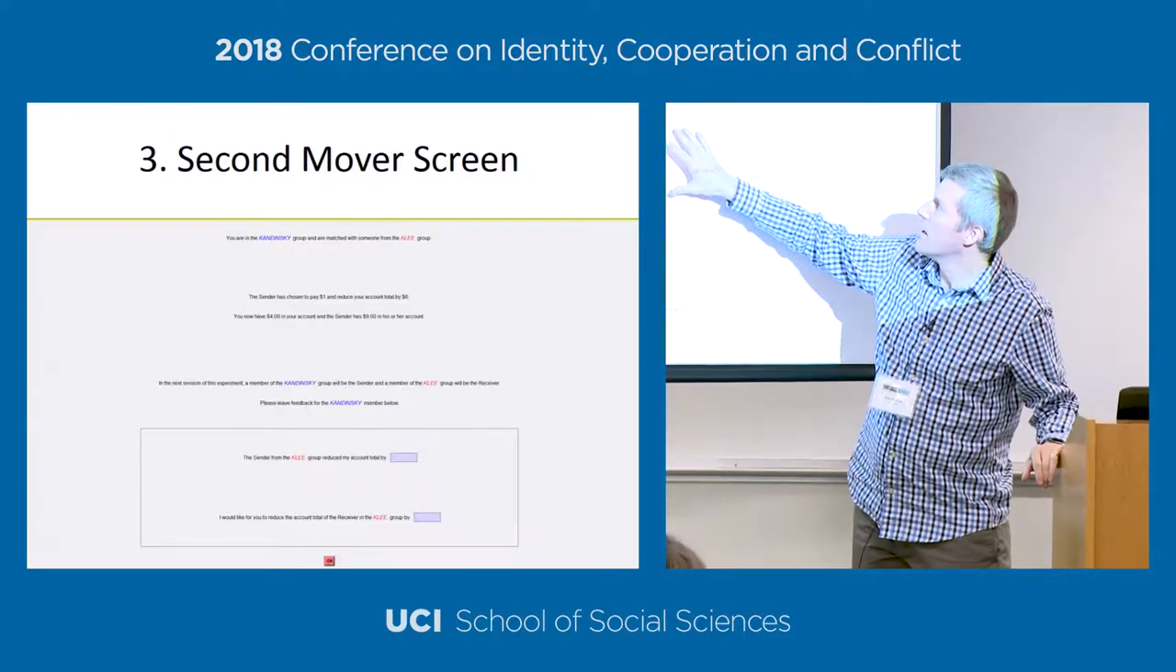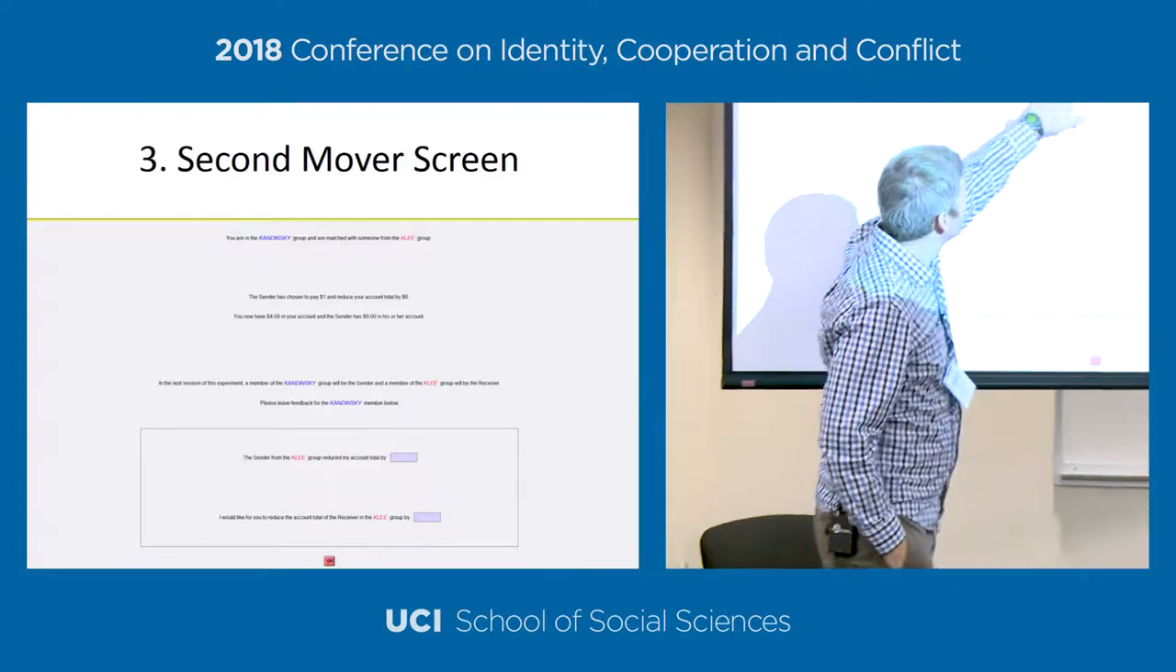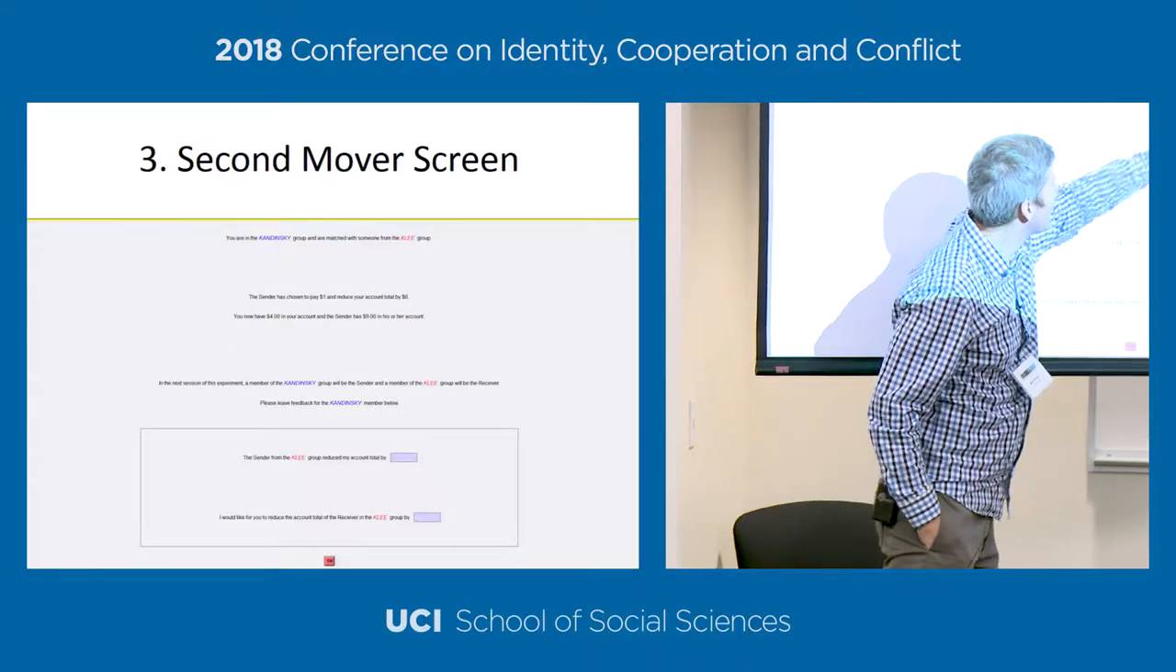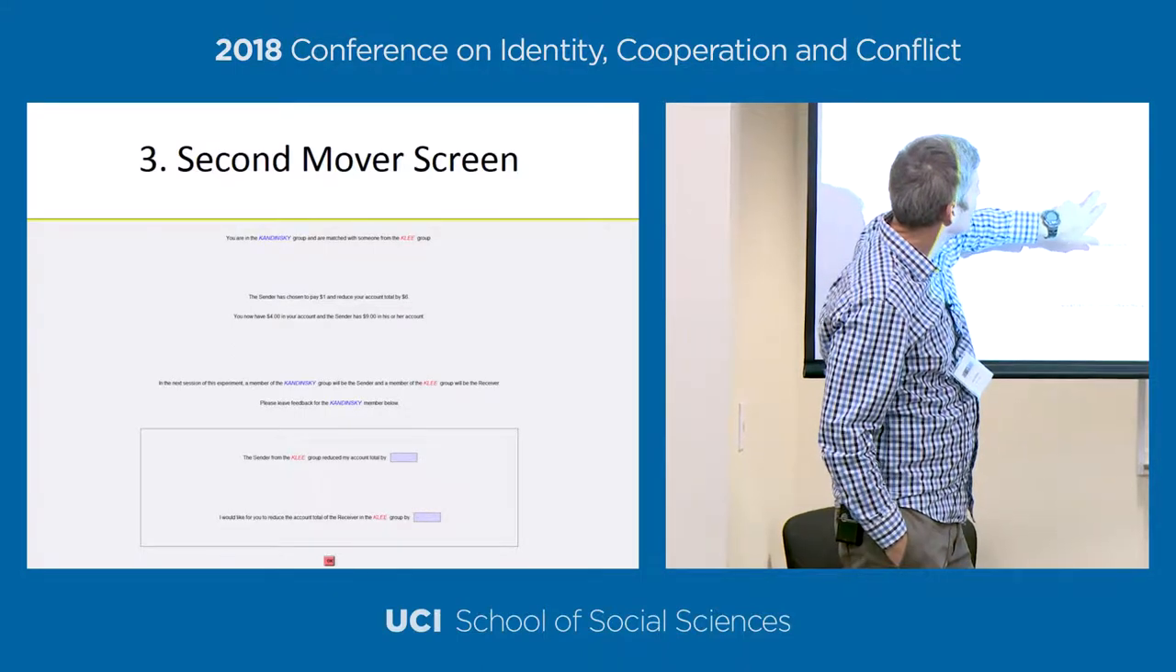Here's the screen for the second mover. You're in the Kandinsky group and are matched with someone from the Klee group. The sender chose to pay $1 to reduce your account by $6. You now have $4.